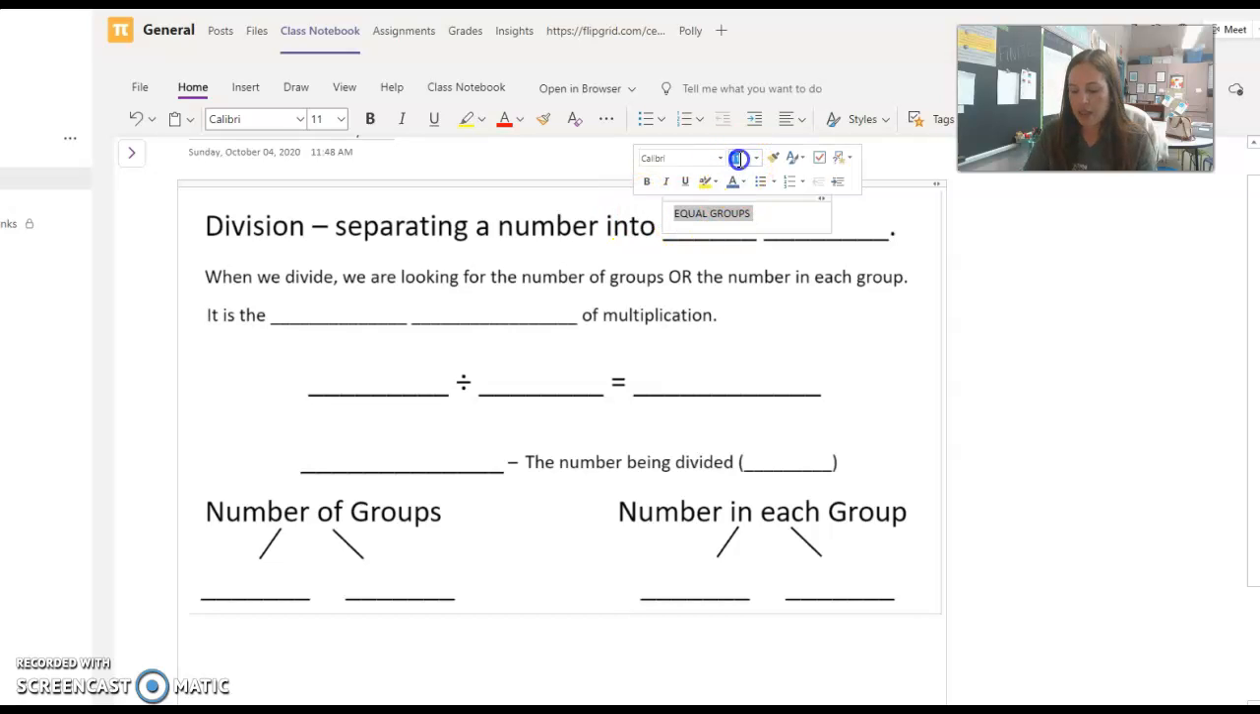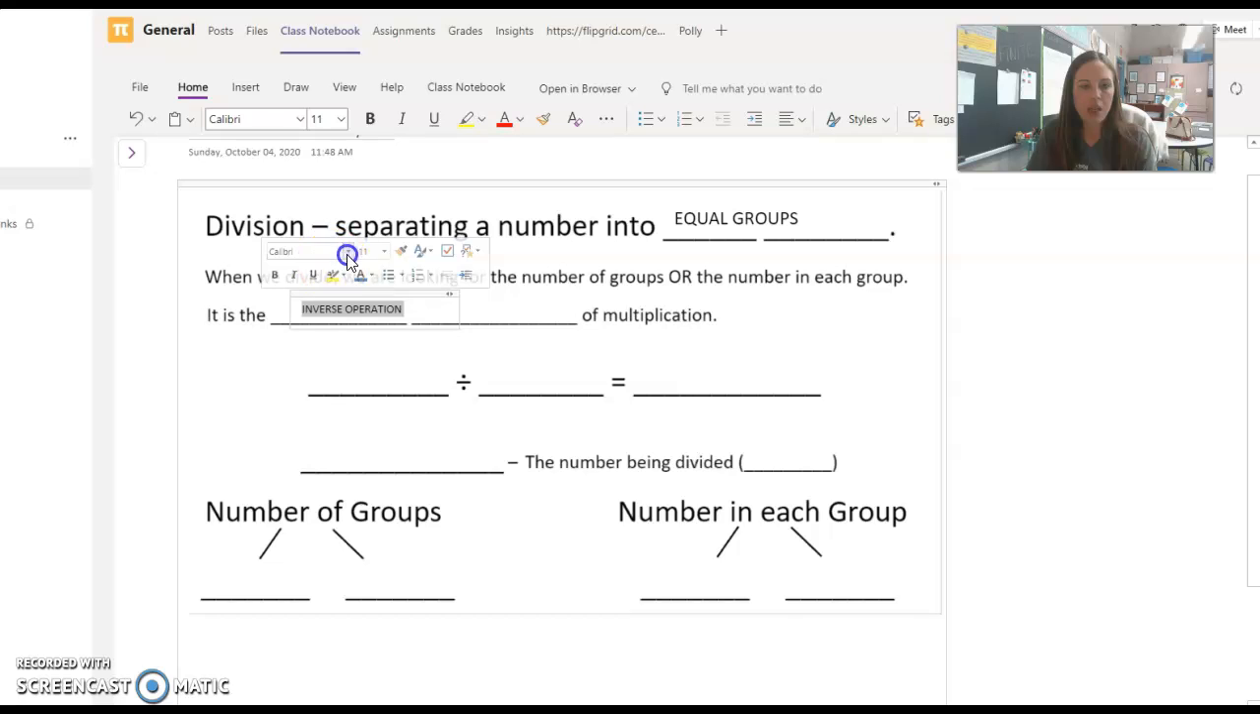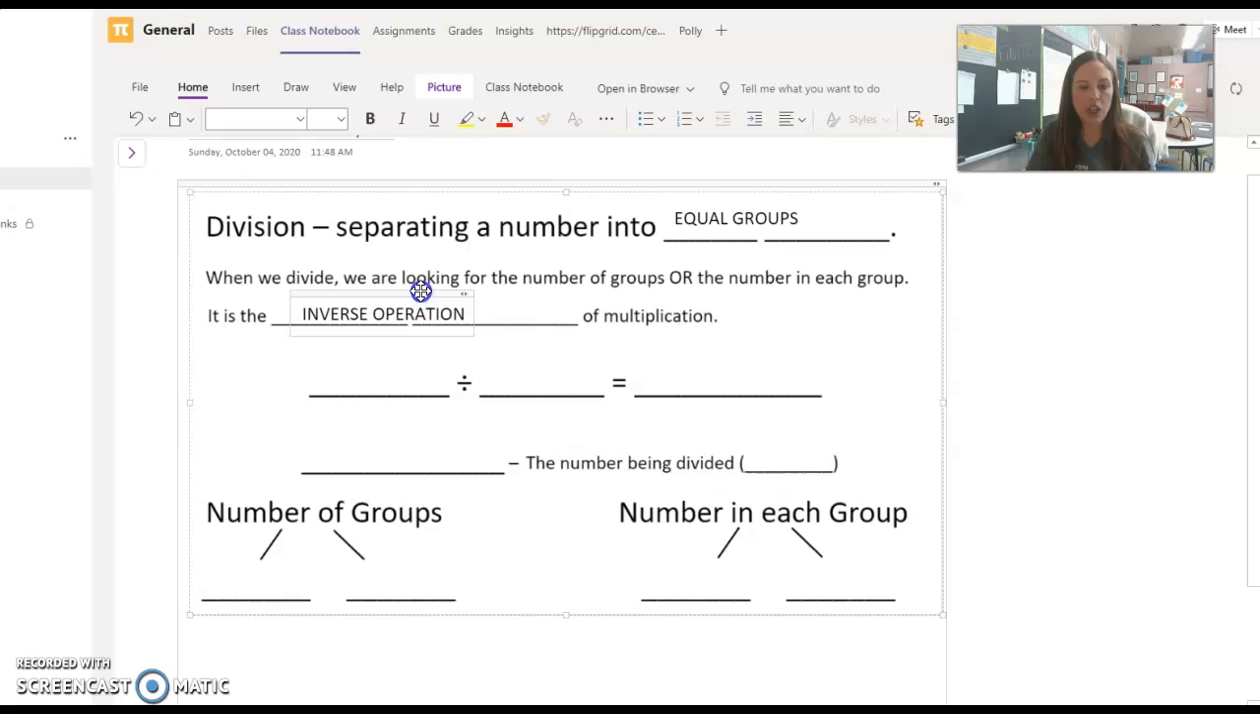We know that when we divide, we are looking for the number of groups or the number in each group. What does that sound like? It sounds like something we just did. We just multiplied where we joined equal groups. We had a number of groups and we had the exact same thing in each group and we joined them. Well, division is the inverse operation of multiplication. In division, we are separating the groups, while in multiplication, we're joining them.